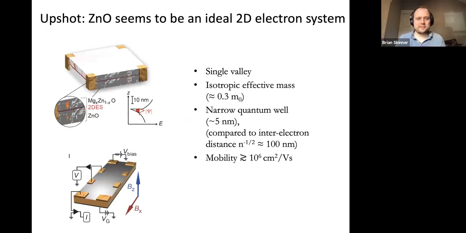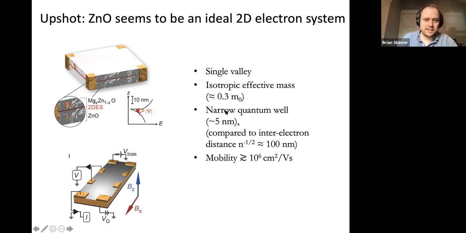Okay, but if you're a theorist like me, the upshot really is that zinc oxide just seems extremely close to the ideal 2D electron system, and it doesn't have a lot of the complications that other platforms have. For example, you have a single valley of electron carriers, by which I mean you don't have carriers at one pocket of momentum and a different one. It's just in one valley. The effective mass looks quite isotropic. It has the same mass in all directions, about 0.3 electron masses. That's 0.3 times the bare electron mass, which is relatively large for the system, and that helps us as well.